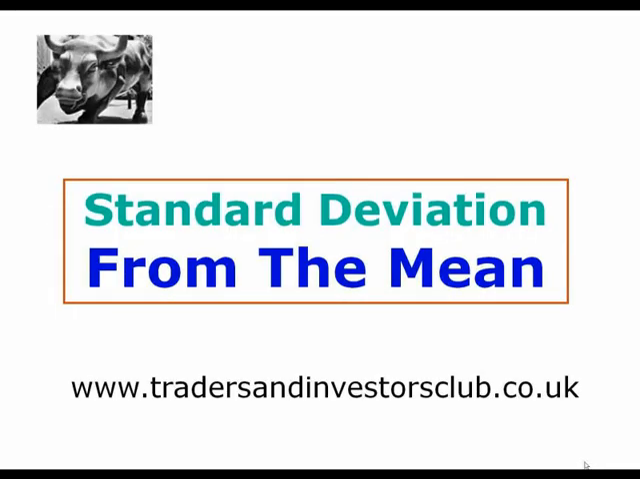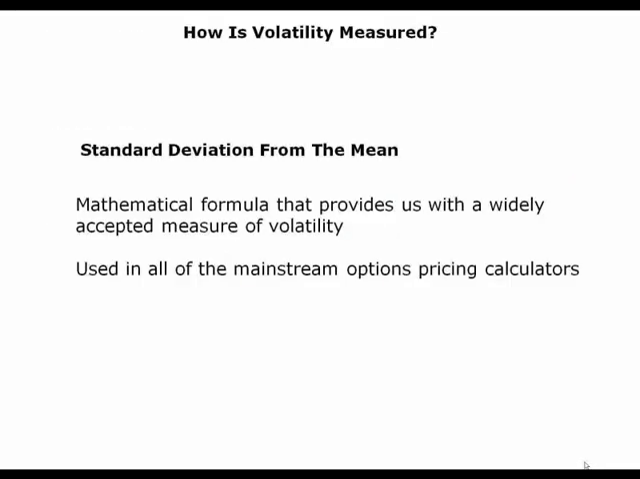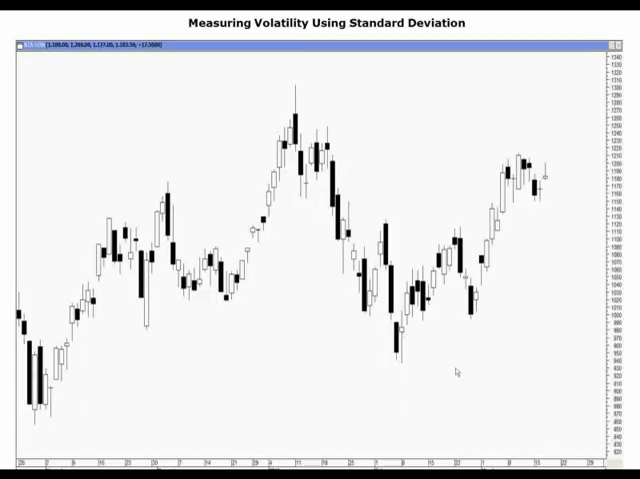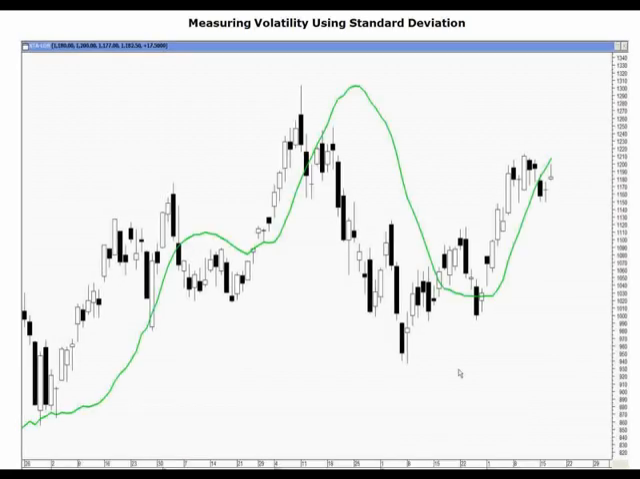So, what is standard deviation from the mean? It's a mathematical formula that provides us with a widely accepted measure of volatility. It's used in all of the mainstream options pricing calculators. How do we calculate it? Well, the first thing we do is we have to plot the mean, which is another way of saying a moving average. In this case, I've plotted a 20-period moving average here on the price chart.